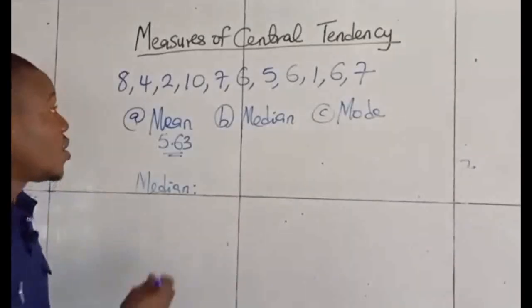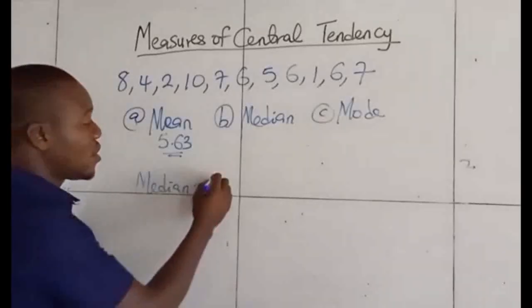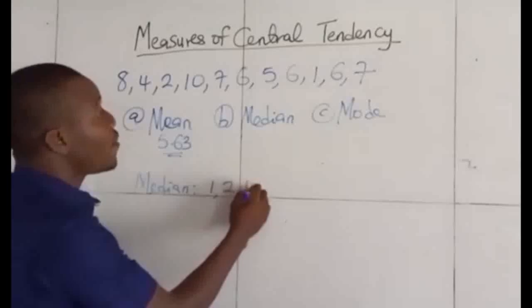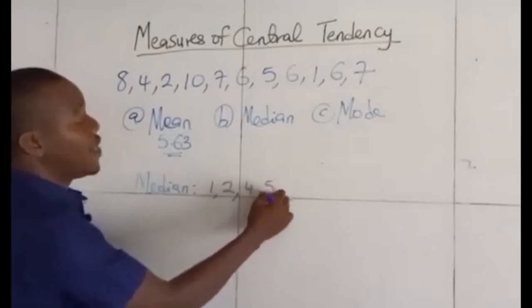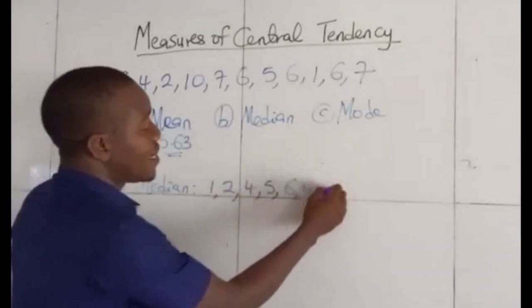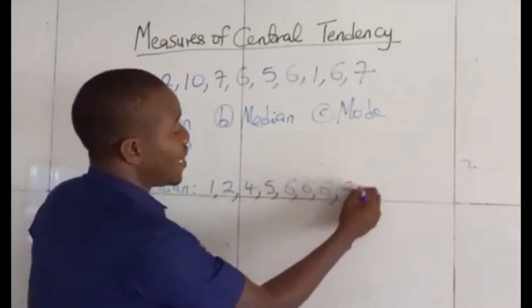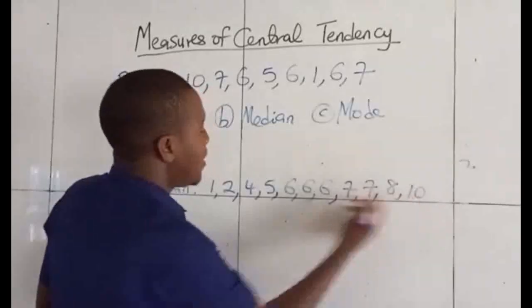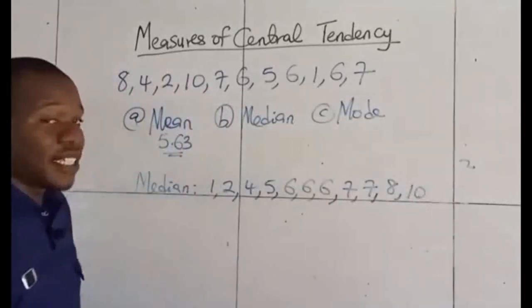So quickly I arrange the scores from the smallest to the highest. The smallest score there is 1, and I have 2, I have 4, I have 5, I have 6, 6, then I have 7, I have another 7, I have 8, and I have 10. These are all the scores when they are arranged in order.